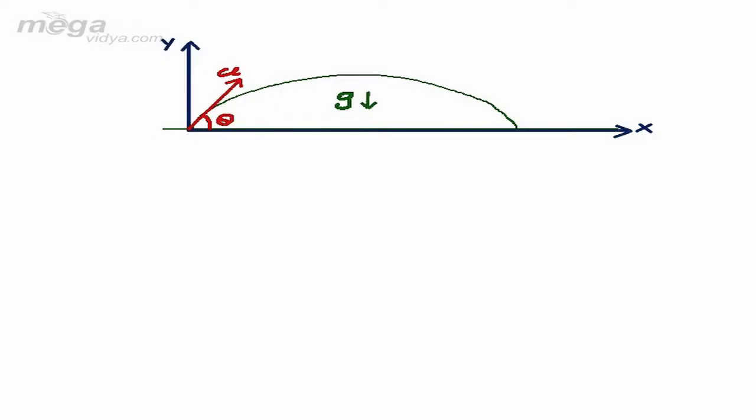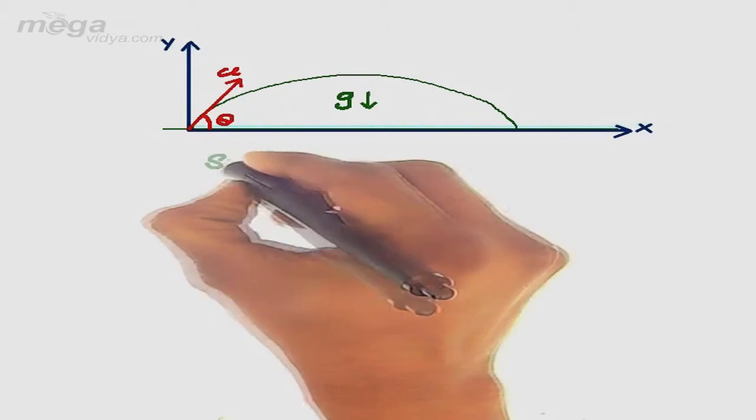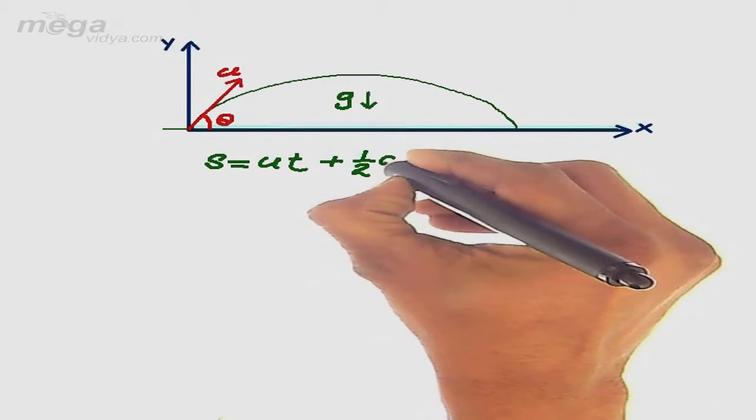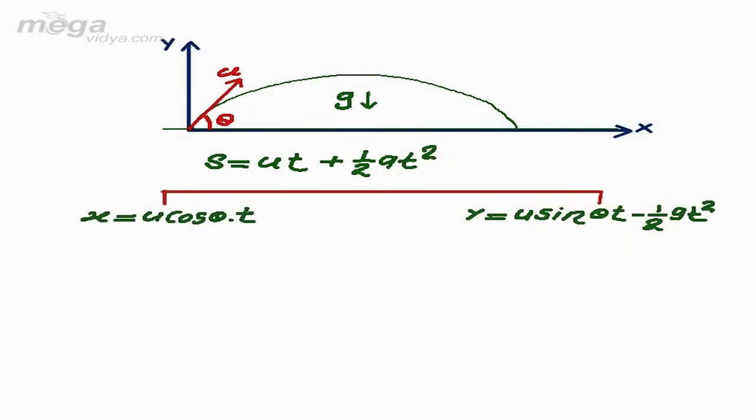Now, using the equation of kinematics, the second equation, s equal to ut plus half at square, along x direction we can write x equal to u cos theta t, and along y direction y equal to u sin theta t minus half gt square, where t is any time when the projectile is in its flight.